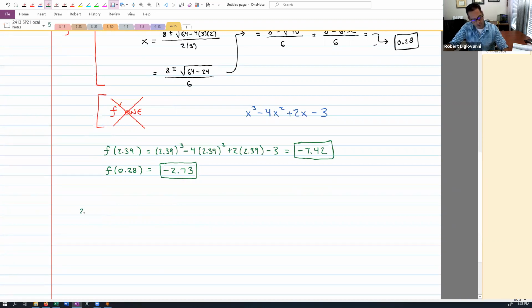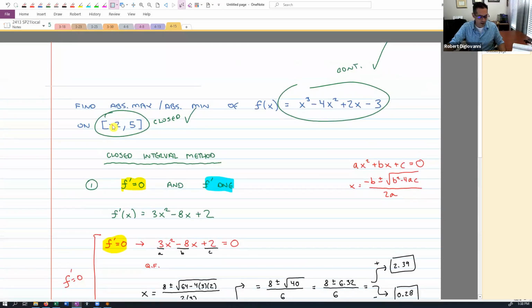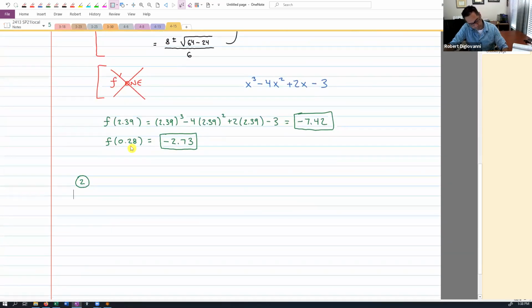What am I going to do for step 2? Compare the endpoints. Plug the endpoints into the original function also, right? So I need to plug -2 and 5 into that. So I need to figure out what f of -2 is and f of 5. And in an effort to save us time, I understand you would have to do this, okay? But -2 in there gives you -31, and 5 in there gives you 32.